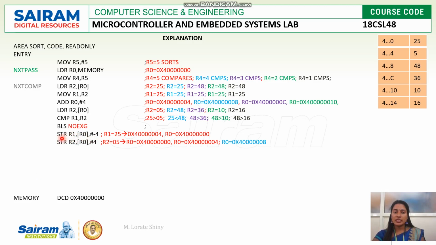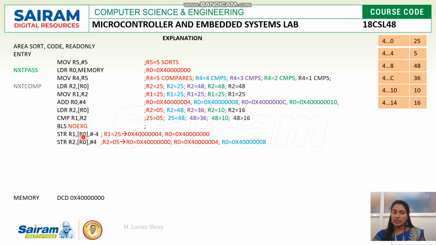The str instruction is used to store the data from a register into memory. That memory is addressed by R0. R0 is 400004. So in the second memory location we are going to store R1, which is 25. After the execution of this instruction, in the second memory location, which is nothing but 400004, 25 is saved.